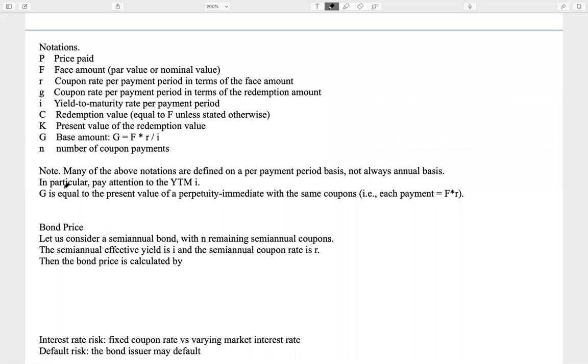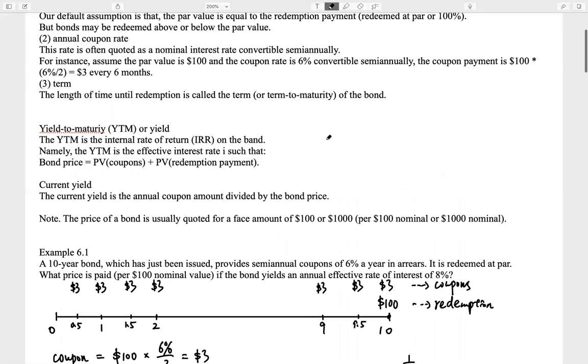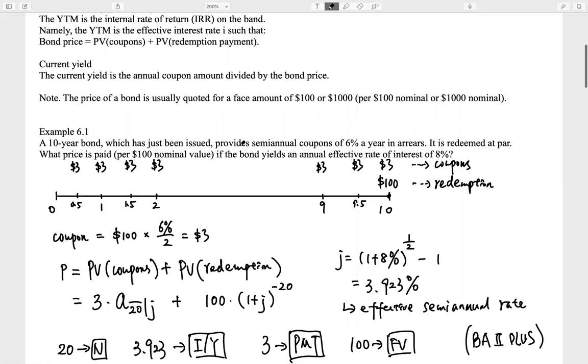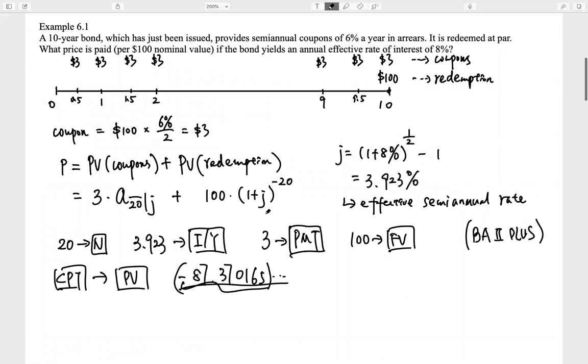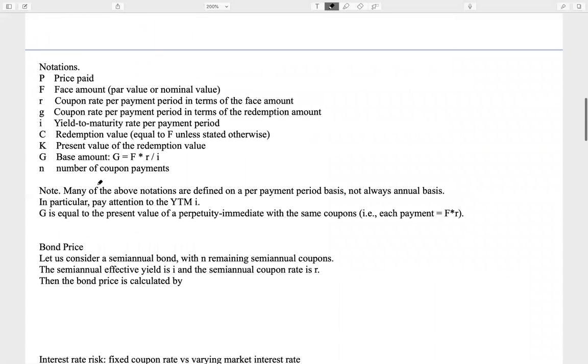Okay, I have a quick note down here. Small n is the number of coupon payments. So here it's a 10-year bond, but it's paid semi-annually. So small n is 20, not 10. Many of the above notations are defined on a per payment period basis. So be careful to do the conversion if it's given to you as a nominal interest rate, or given to you something that does not match the payment period, then you need to convert it.